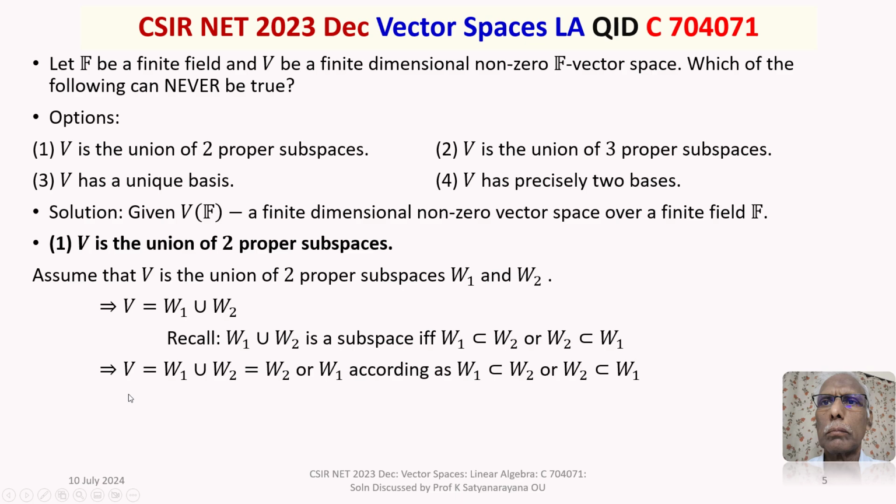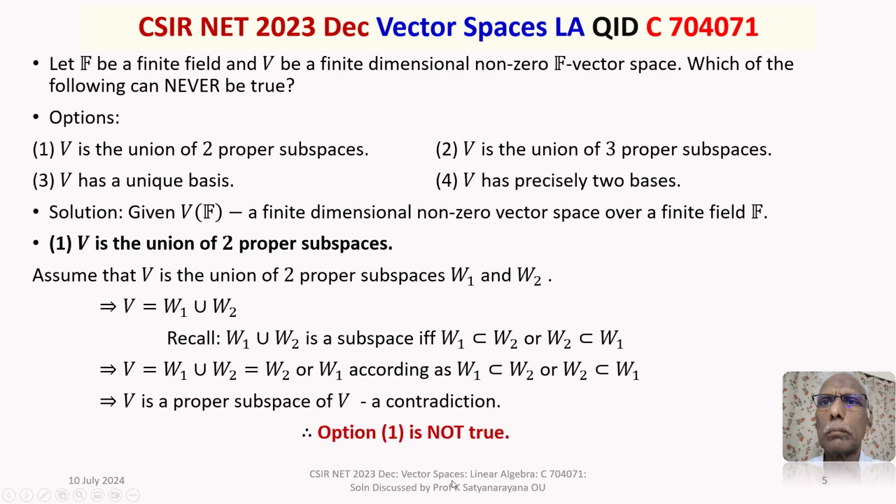So what is it? It says V is equal to either W2 or V is equal to W1. That means it says V is a proper subspace of itself, which is not true. That means V is a proper subspace of itself. A contradiction. This contradiction is due to your false assumption, that V is the union of two proper subspaces W1 and W2. This will never happen. Therefore, option 1 can never be true.